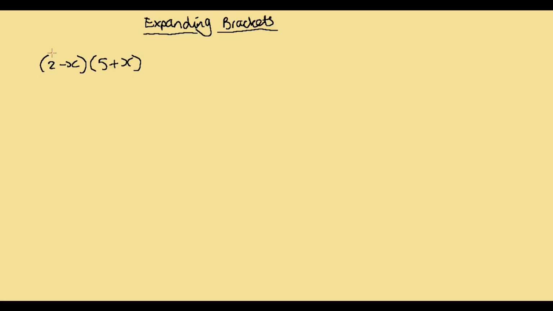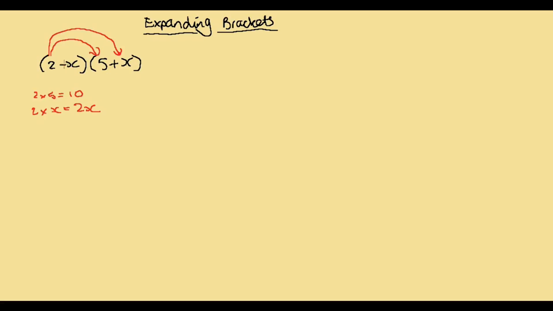So that's a 2 times by a 5, which makes a 10, but also a 2 times by an x, or a positive x, to make 2x. Remember, this minus in the first bracket is connected to that x, it's not connected to the 2. Okay, so this is where we actually come to that particular value.